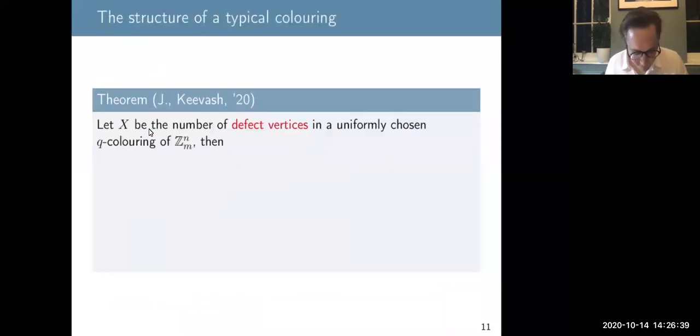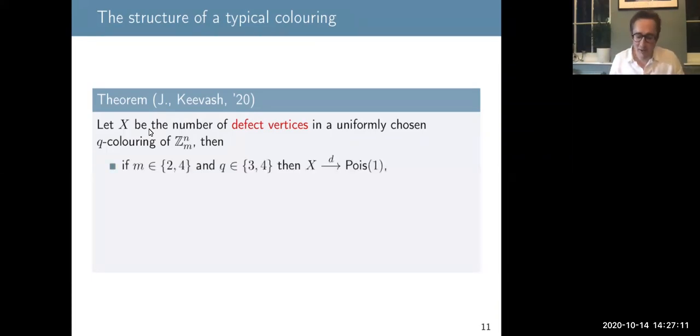Okay, so I said this comes down to understanding this distribution on the number of defect vertices. So let me say one of the things that follows from our main theorem. Let X be the number of defect vertices in a random Q coloring of the torus. So again, we're just taking a uniform Q coloring of the torus, and I'm asking how many deviating vertices there are. We might be interested in the number of them. How far are we away from one of these idealized extremal constructions? And we can prove a central limit theorem on this random variable.